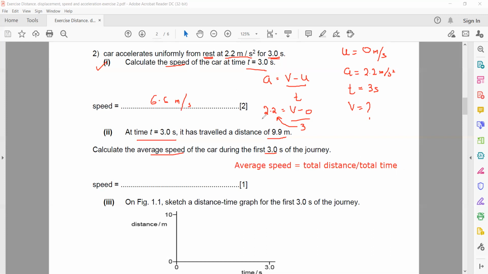So the total distance which this car covered is 9.9, as I mentioned here, divided by time 3 seconds. So 9.9 divided by 3 will give you the average speed, which comes out as 3.3 meter per second. Is it clear, the second part? The average speed. The formula for average speed is the total distance divided by total time.